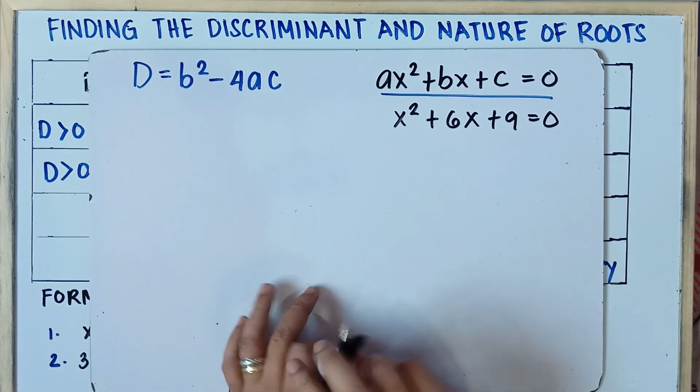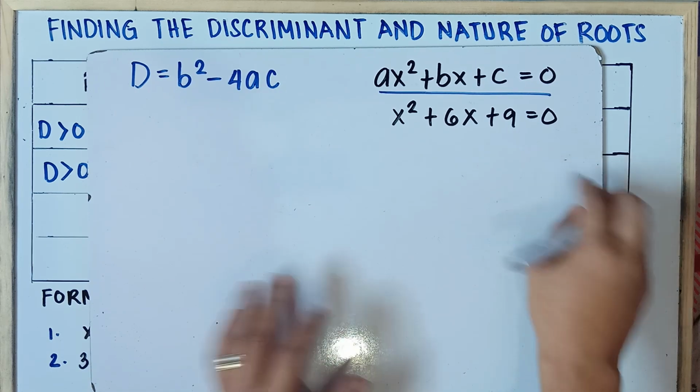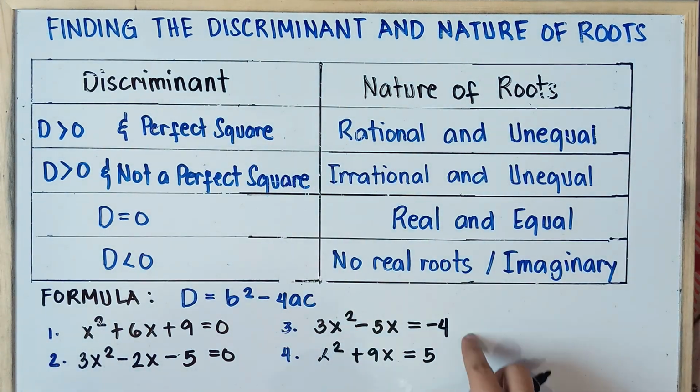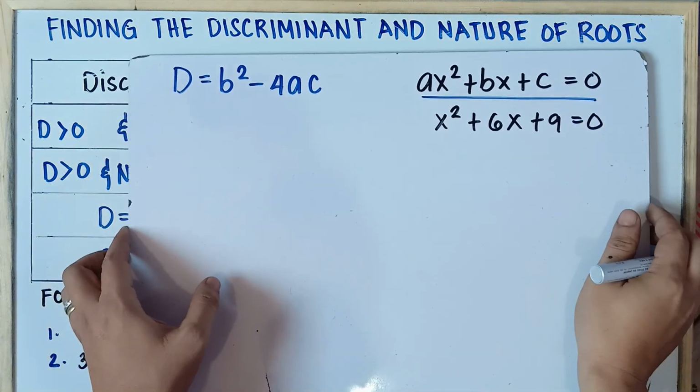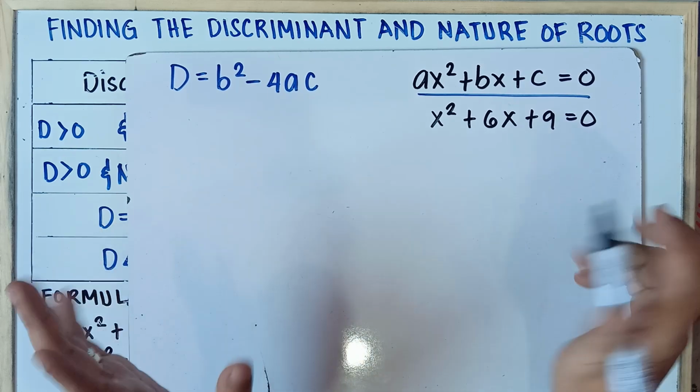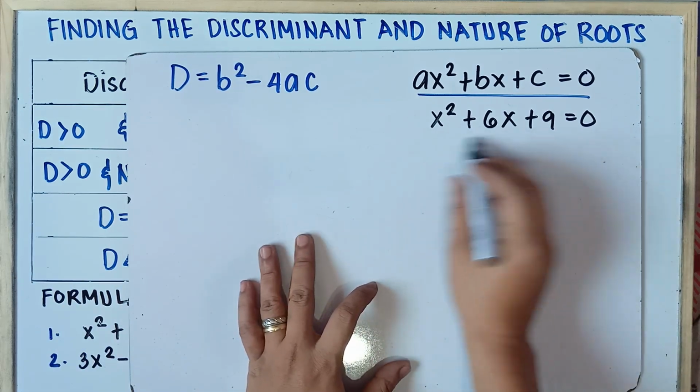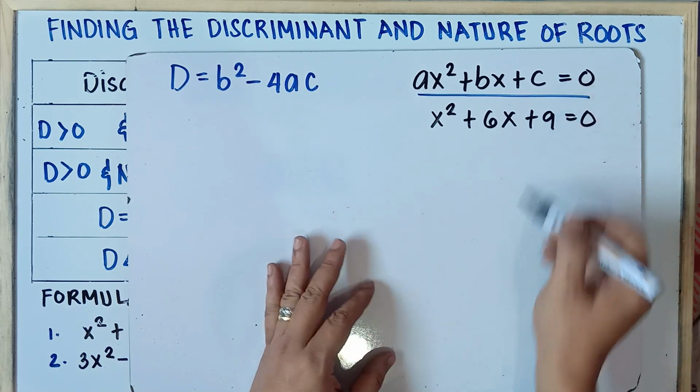It's already on the left side of the equal sign. Because in number 3 and number 4, class, the equation is not yet arranged. You always have to be careful with regards to the given equation. So for number 1, x squared plus 6x plus 9, it's already been arranged. All of the equation is already on the left side of the equal sign.